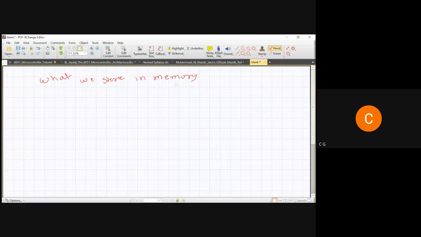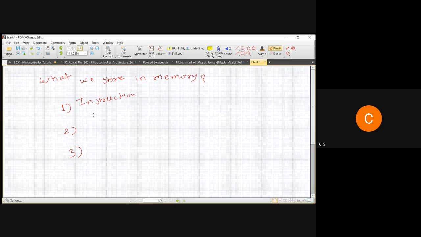Okay, so can you guess, or can you tell me, what are the contents present in the memory location? Those who have a little bit of experience of programming 8085, what are the things you have stored in a particular program, if any? Instruction, and one is data. Okay, anything else?